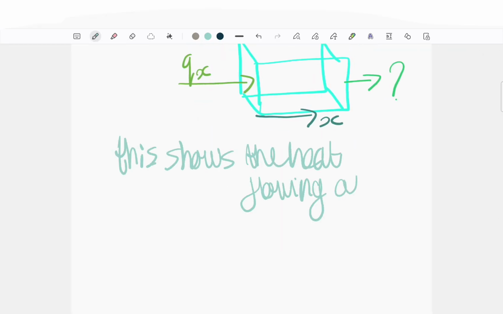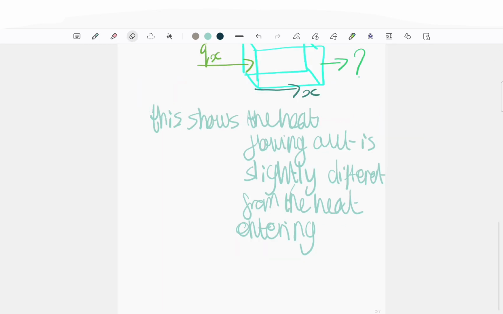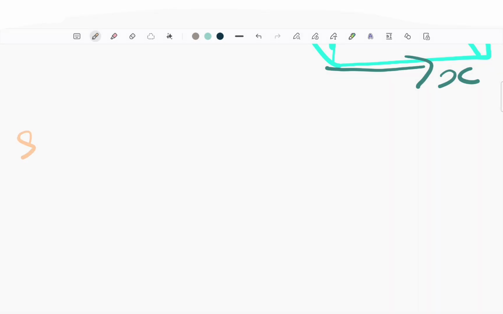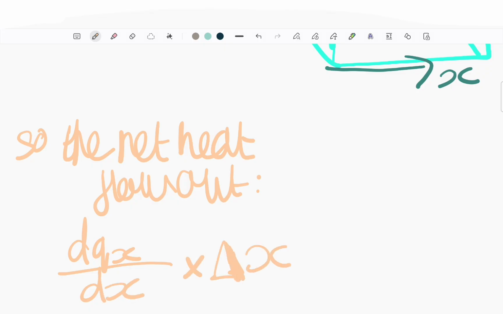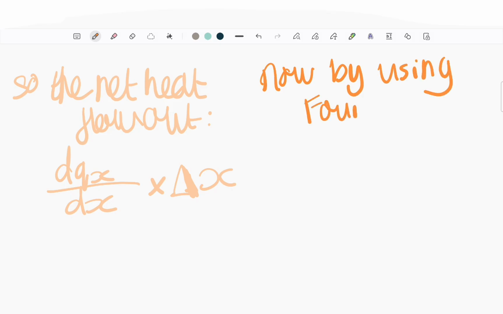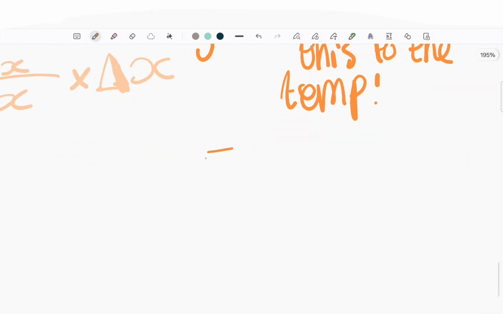So moving on, this shows that the heat flow flowing out is slightly different from the heat flowing in or entering the cube. So that's the net flow out, and now we use Fourier's law. I spelt the name wrong, apologies for that. So we use this to relate to the temperature.